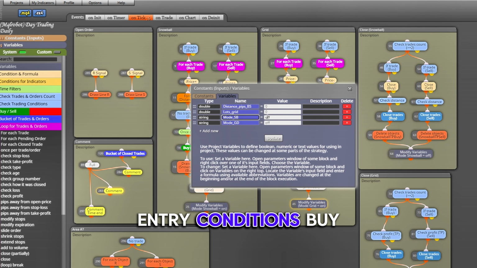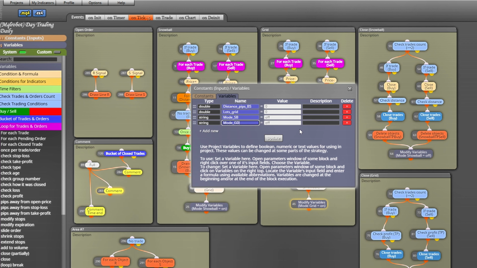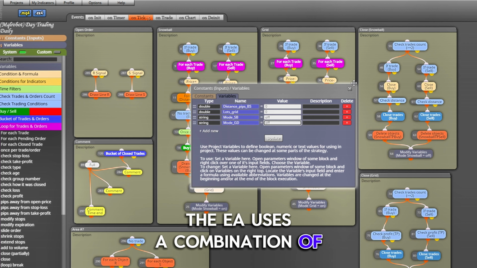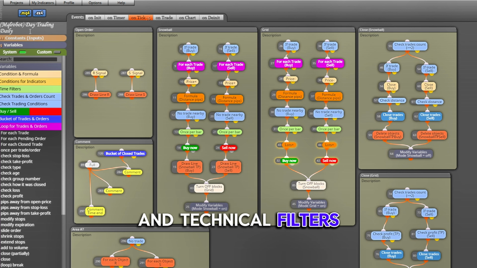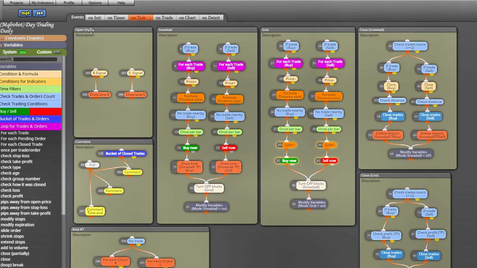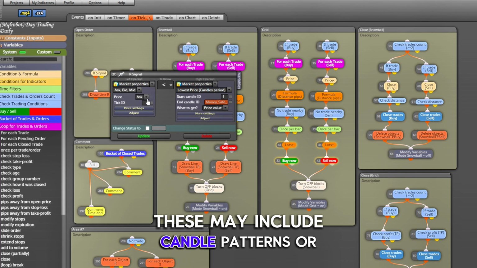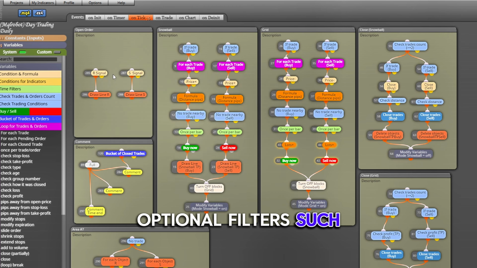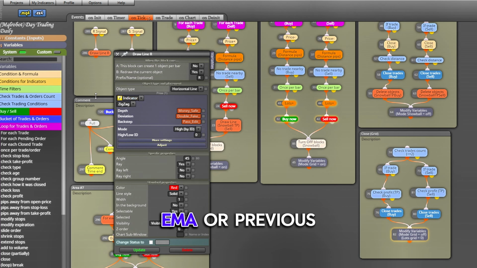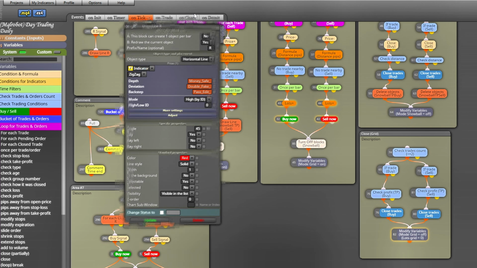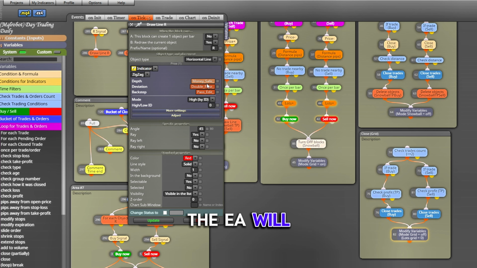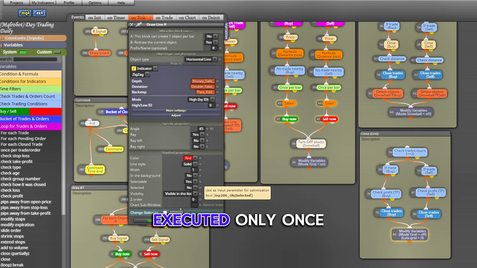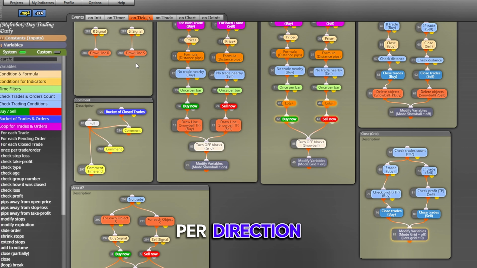Entry conditions, buy and sell logic. The EA uses a combination of price action and technical filters to determine trade entries. These may include candle patterns or daily highs-lows, time-based conditions, e.g., trade only during London or NY sessions, optional filters such as RSI, EMA, or previous day volatility. When all conditions align, the EA will trigger a buy or sell order, executed only once per day per direction.